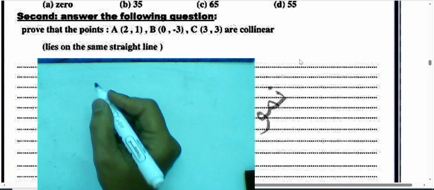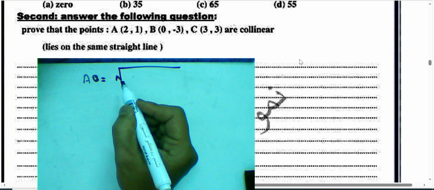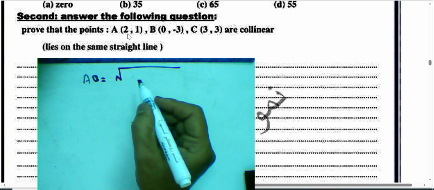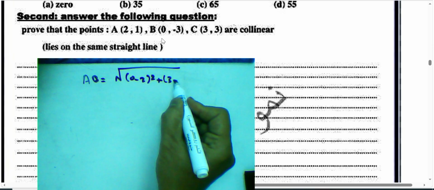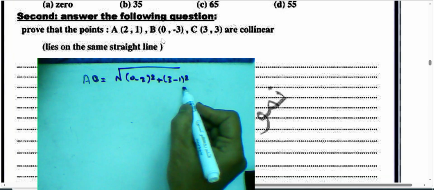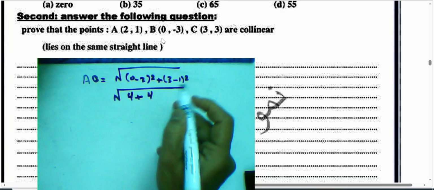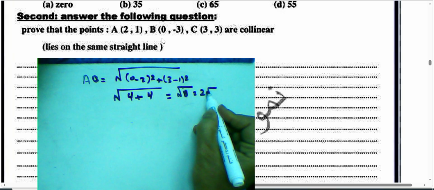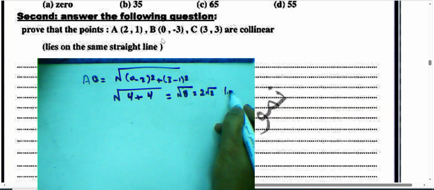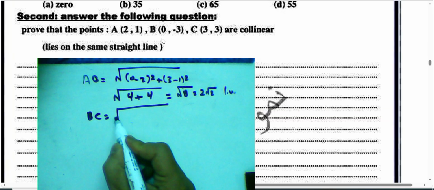Okay, I will solve this question by finding the distance between 2 points, like A and B. Here 0 minus 2 all power 2, and 3 minus 1 all power 2. Then AB equals the square root of negative 2 power 2, which is 4, plus 3 minus 1, 2 power 2, which is 4. The result is the square root of 8, equal to 2 root 2 length units. And then we can find the length of BC.